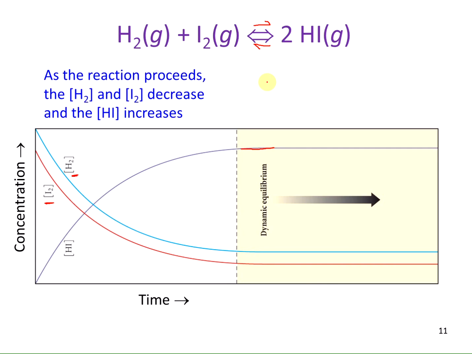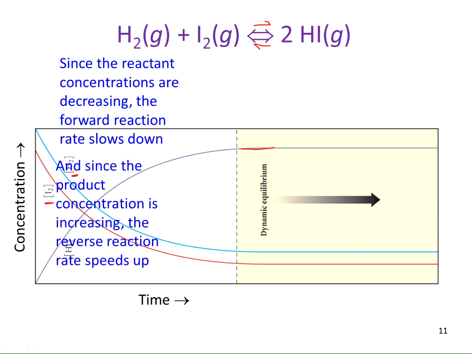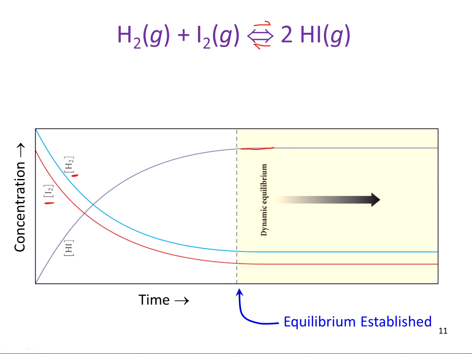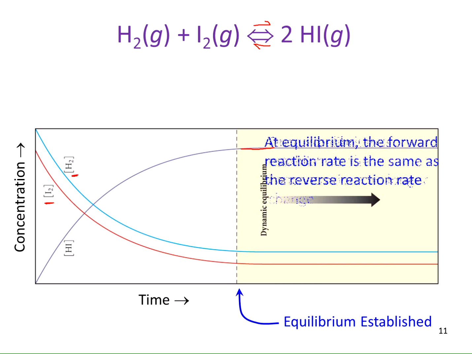So as the reaction proceeds, the H2 and I2 decrease and the HI increases. Since the reactant concentrations are decreasing, the forward reaction rate slows down. And since the product concentration is increasing, the reverse reaction rate speeds up. And again, we've reached the equilibrium at this point where we have the dotted line. Once equilibrium is established, the concentrations no longer change. At equilibrium, the forward reaction rate is the same as the reverse reaction rate.